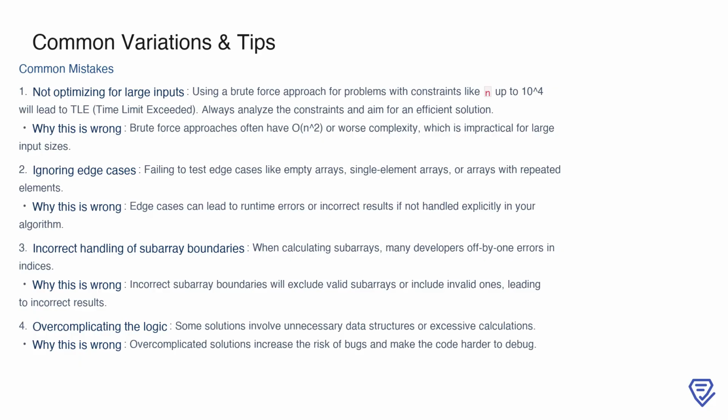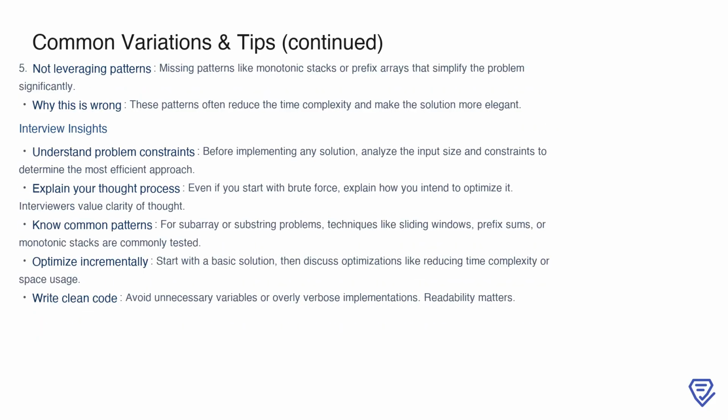Lastly, overcomplicating the logic is a trap many fall into. Using unnecessary data structures or excessive calculations not only increases the risk of bugs but also makes your code harder to debug and maintain. Simplicity is key for both correctness and readability. Another common mistake is not leveraging known patterns that simplify the problem. For instance, using a monotonic stack or prefix arrays can reduce time complexity significantly and often lead to more elegant solutions. Missing these patterns can make your code unnecessarily complex and inefficient.